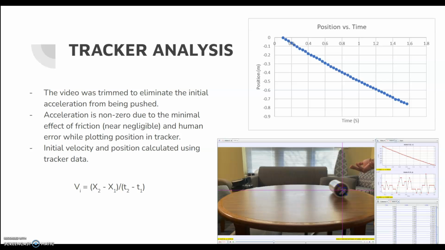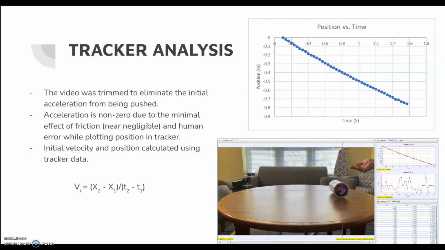This video, a little bit of background, was trimmed to eliminate the initial acceleration, but as you can see, that's not a perfectly straight line. That's because the acceleration isn't exactly 0. And this is due to the minimal effect of friction and some human error with plotting the position in Tracker.